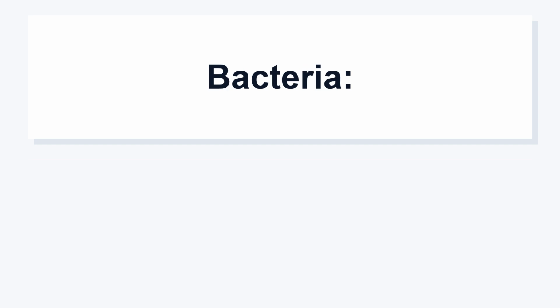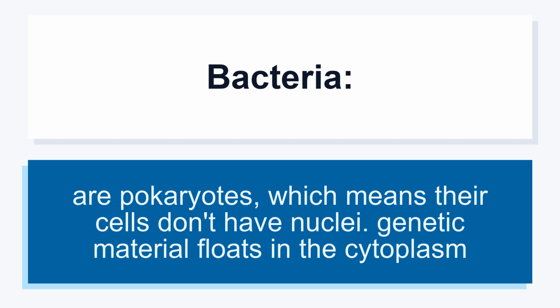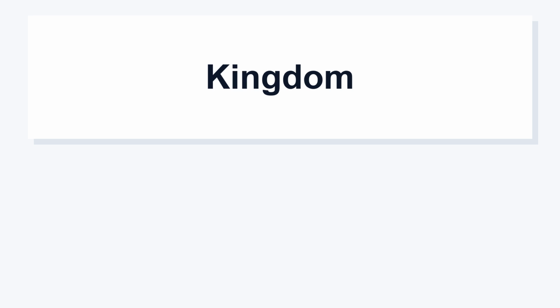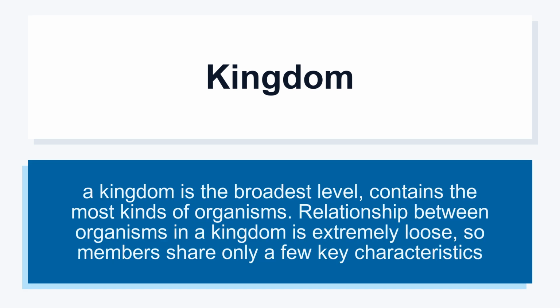Bacteria are prokaryotes, which means their cells don't have nuclei. Genetic material floats in the cytoplasm. Kingdom: a kingdom is the broadest level, containing the most kinds of organisms. The relationship between organisms in a kingdom is extremely loose, so members share only a few key characteristics.